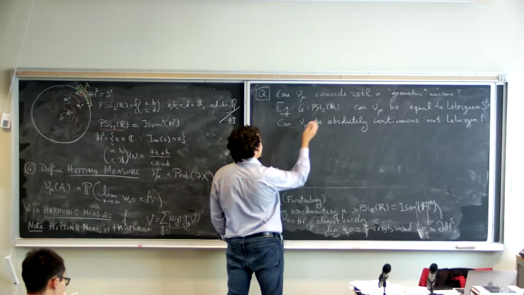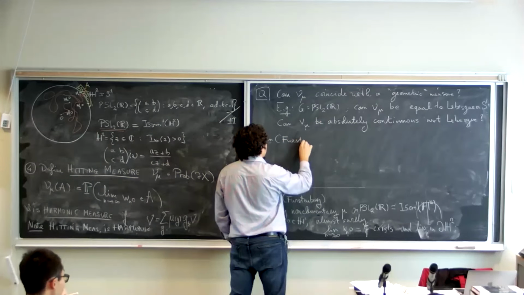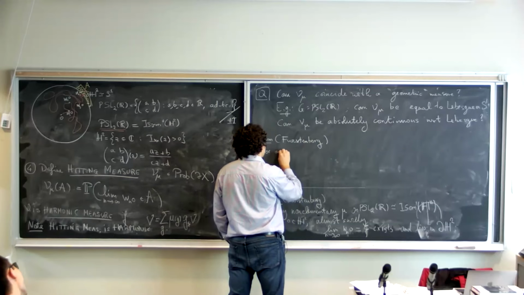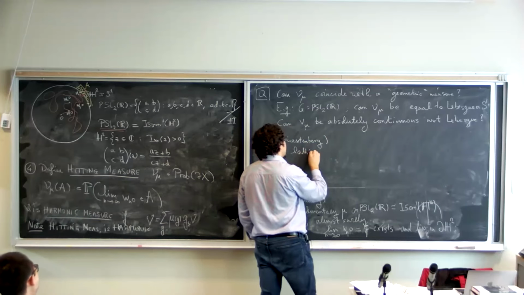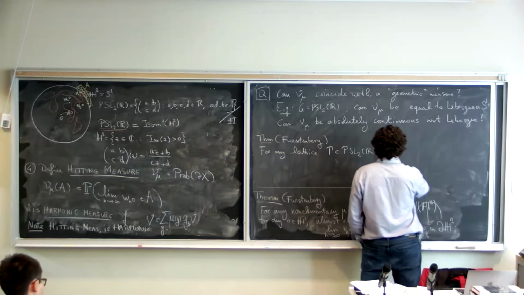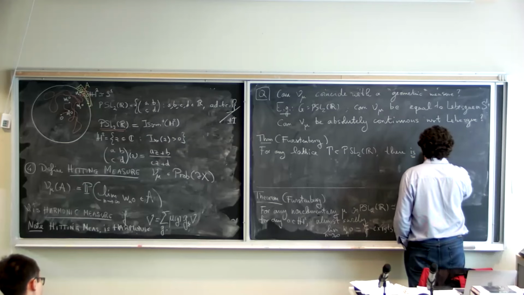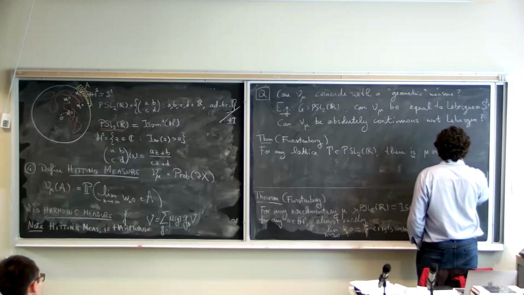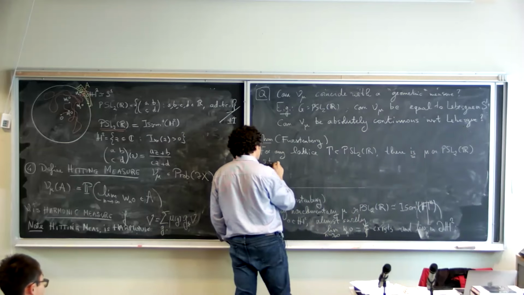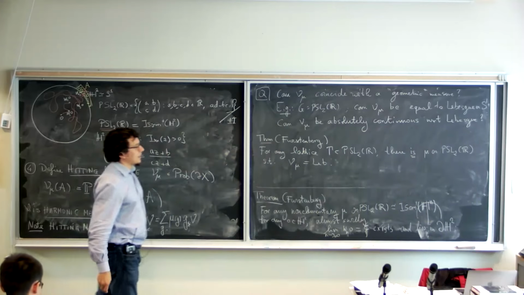So first of all, there's a theorem of Furstenberg that says that in some sense, they always can. So for any lattice gamma in SL2R, there is a measure mu on PSL2R such that nu mu is the Lebesgue measure. In that sense, it's true.